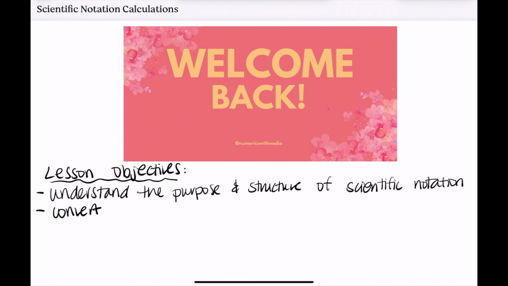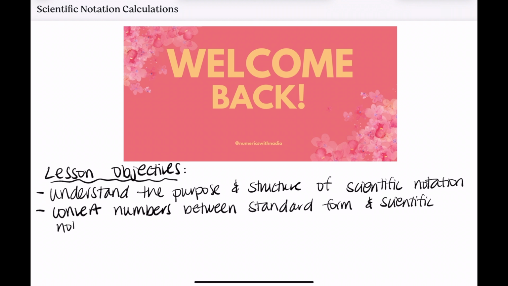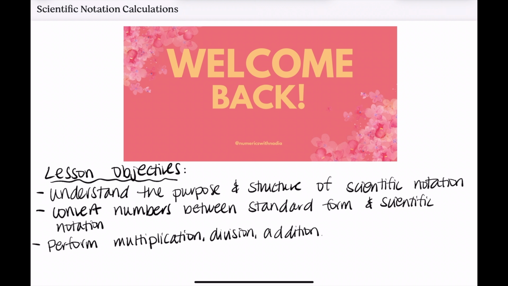So our lesson objectives for today: by the end of this lesson, you should be able to understand the purpose and structure of scientific notation, and convert numbers between standard form and scientific notation. We're also going to go over how to perform mathematical operations, so addition, subtraction, multiplication, and division using scientific notation. And then we'll also touch on some real-world scenarios where scientific notation is widely used.